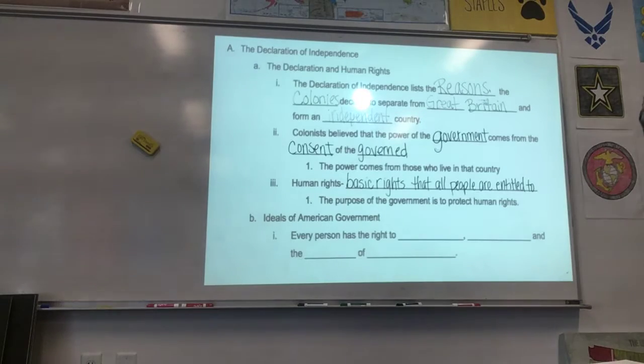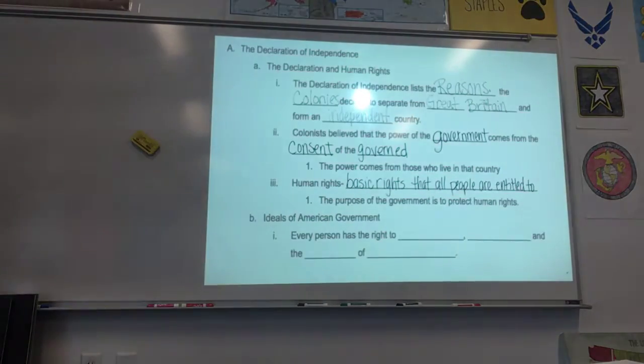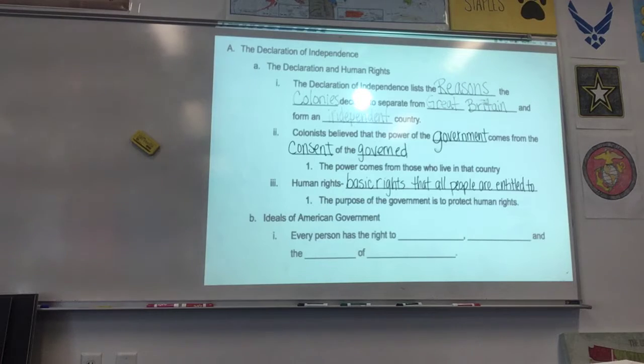Okay, the basic rights that all people are entitled to. In America, we know it's life, liberty, and the pursuit of happiness. Students, your basic right is to learn in the least restrictive environment. There are basic rights that all people are entitled to. We call those human rights. The purpose of the government is to protect those human rights. The ideals of the American government.